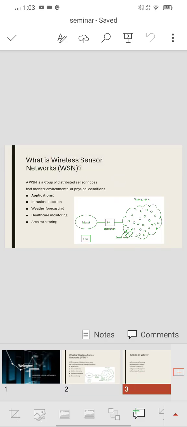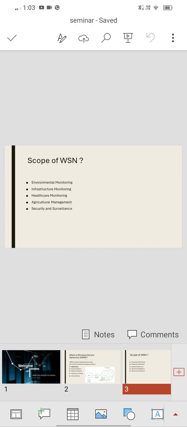Moving to the next slide, the scope of wireless sensor network is shown. Environmental monitoring. In this, agricultural monitoring, air quality monitoring, and forest fire detection. Environmental monitoring is technology that can monitor and record environmental conditions in real time, such as soil moisture and temperature.